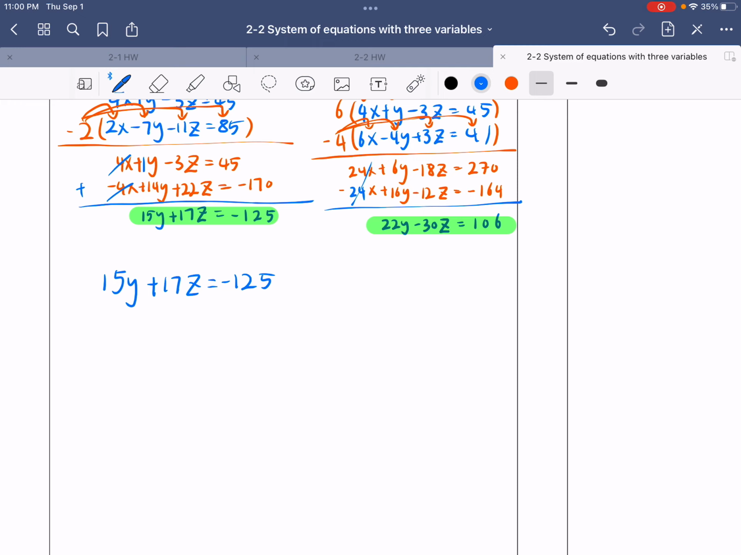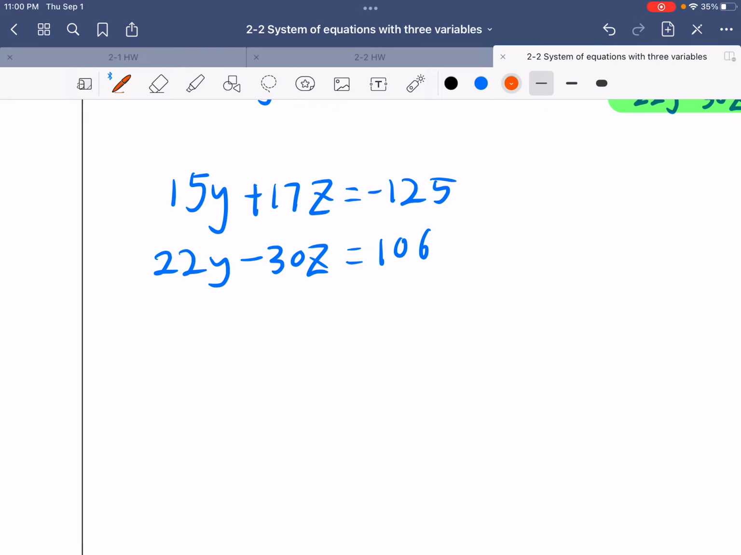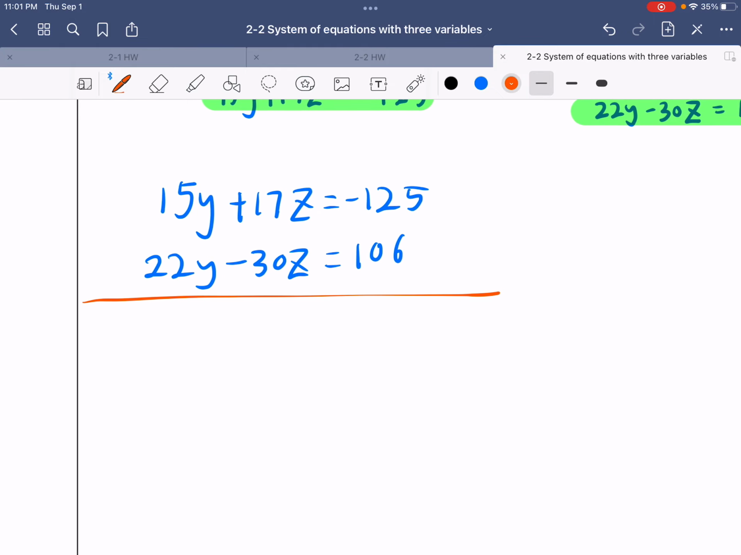So if I'm writing too fast, which actually I am, pause the video and give yourself some time to write this one down, okay? So after you write this one down, you also gotta do the same thing that we've been doing, which means you're now gonna get rid of y. 15 does not go into 22, so again we're gonna cross multiply. 22 on the top, 15 in the bottom, and they have the same sign, so I'm gonna multiply by negative on one of these two. So let me do it with the negative 15.